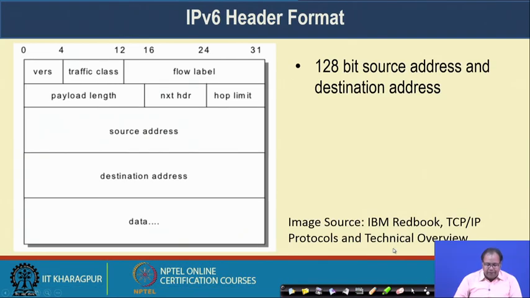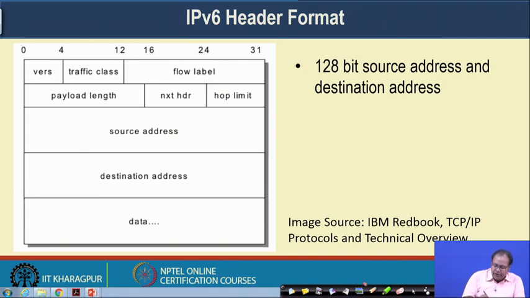So, let us look into the header format of IPv6. In the case of IPv6, this is the header structure. In the header, we use a 128-bit source address and a 128-bit destination address, the source address and the destination address fields. Along with that, you have this traffic class field for supporting quality of service. This is the protocol version.